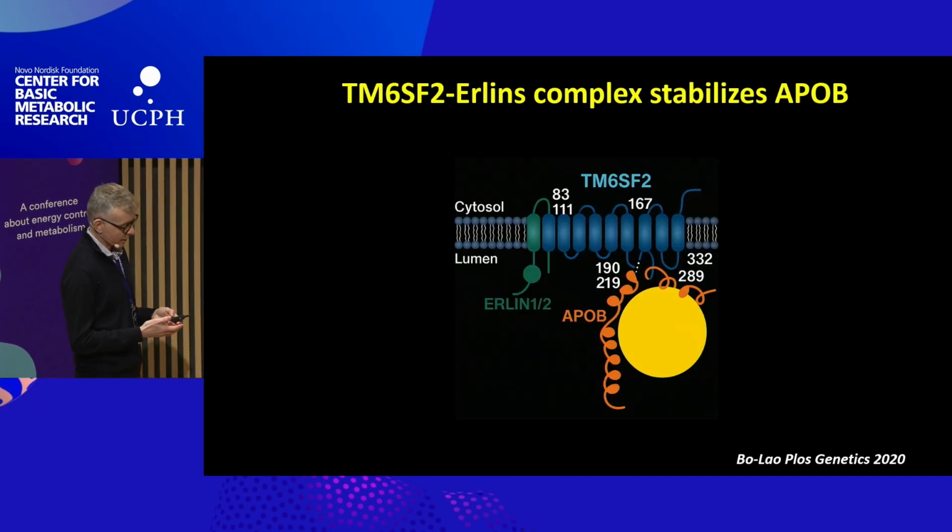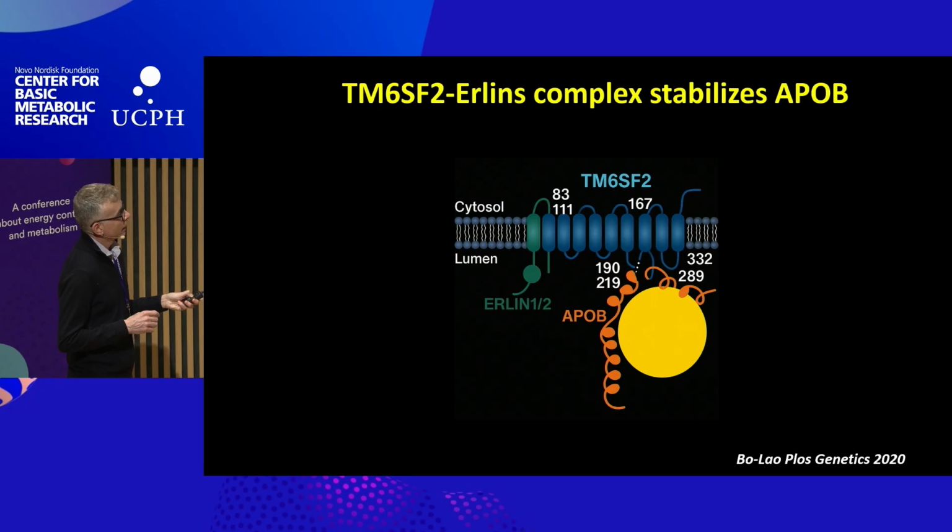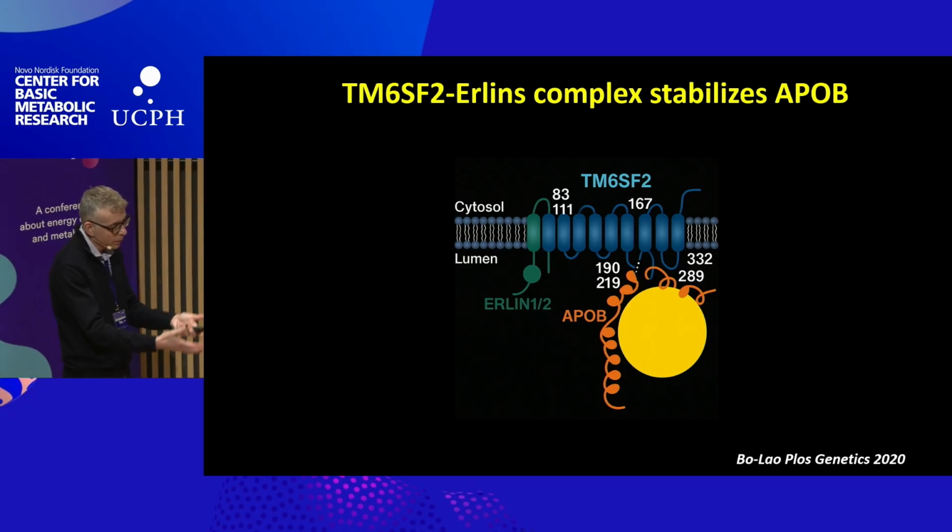And a couple of years later, an independent group from Korea could show that indeed TM6SF2 stabilizes apolipoprotein B with 2 intraluminal loops, indicating that the absence of TM6SF2 would cause degradation of the protein.